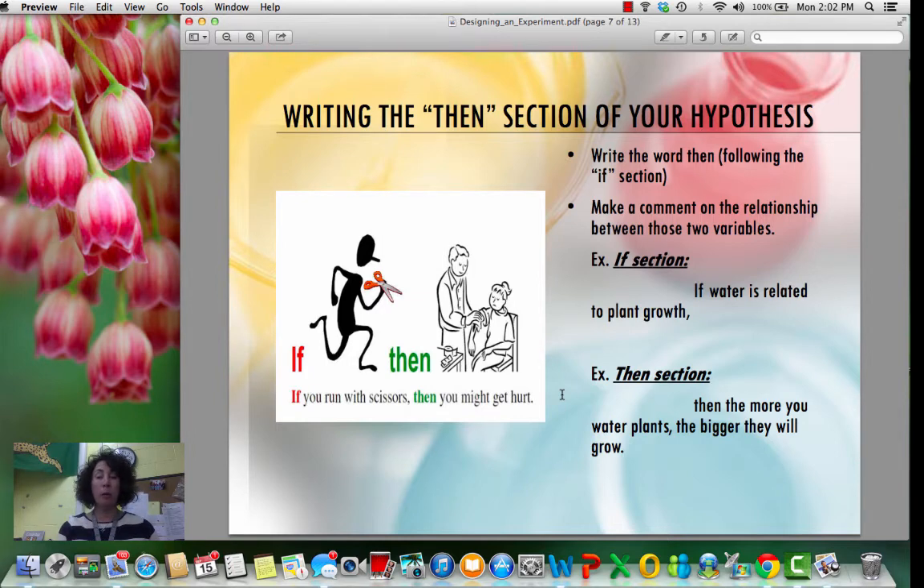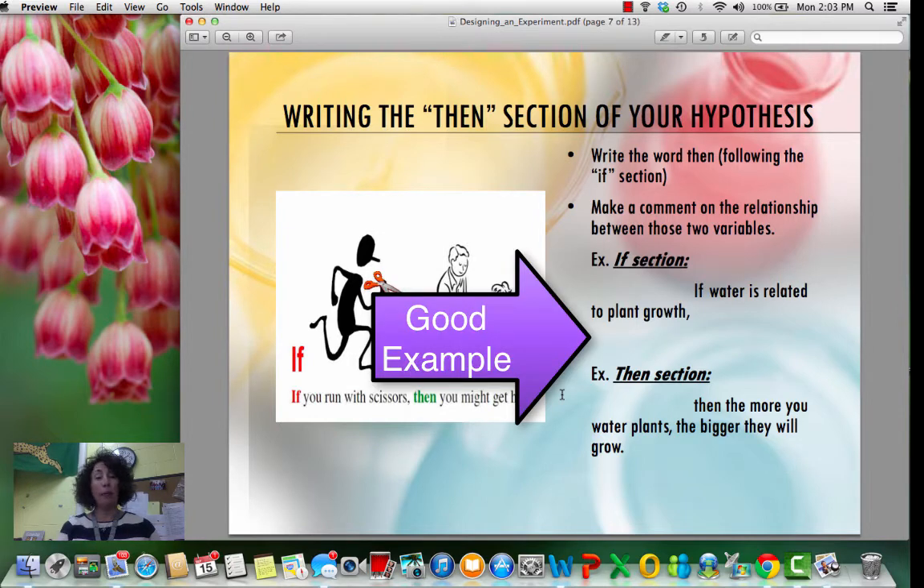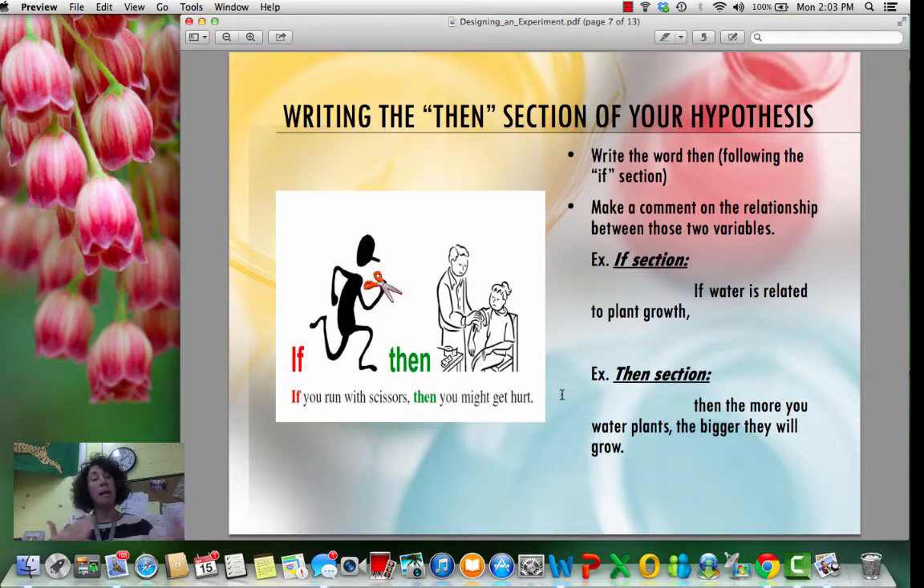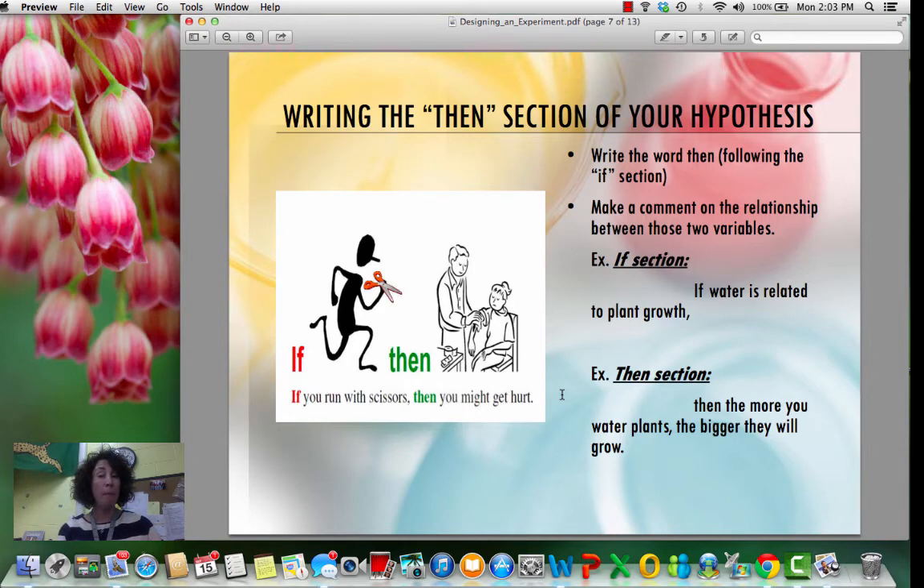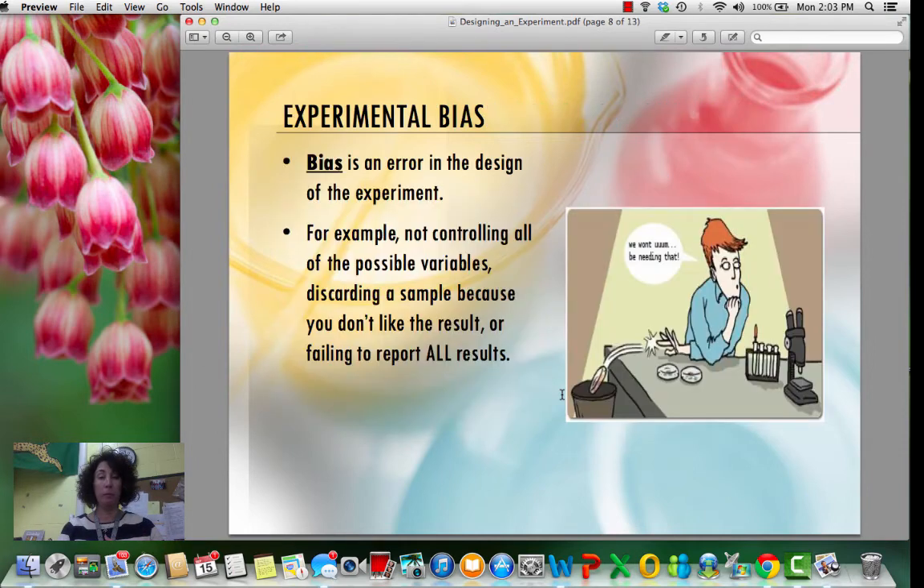So let's take a look at the picture that we have there. If a person is running with scissors, then they might get hurt. Perfectly legitimate hypothesis. Are we going to test it? Absolutely not. Let's take a look at the other example. If water is related to plant growth, then the more you water plants, the bigger they will grow. And so notice how we're making that connection between our independent and dependent variables. We are relating them. We are trying to draw a conclusion about what will happen between the two.